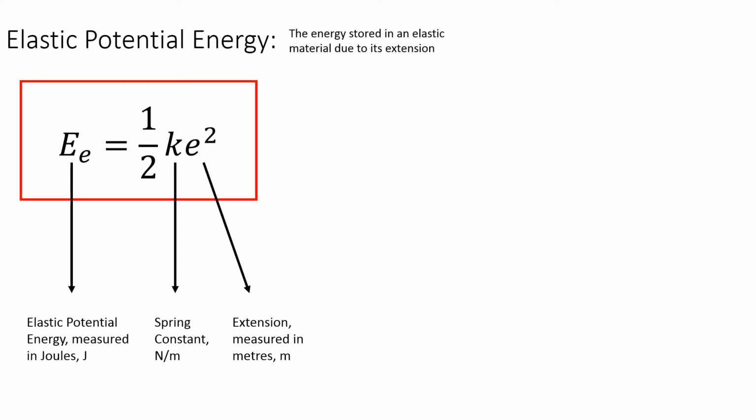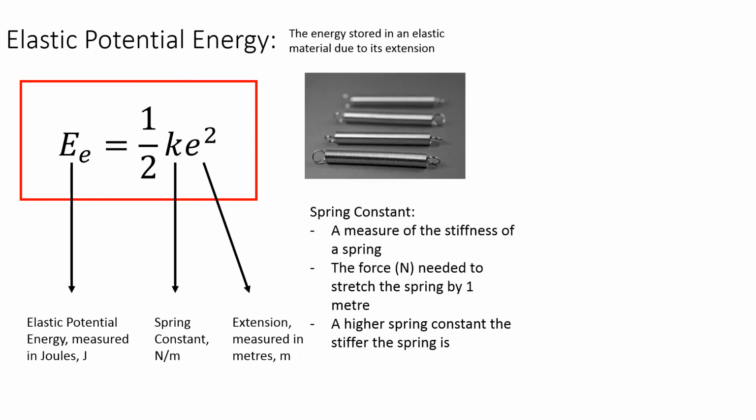Usually when it comes to springs, you're not going to have meters, because you won't be extending the spring by a couple of meters. It's always going to be in centimeters, and you will have to change those units into meters. So the spring constant is a measure of the stiffness of a spring, and it's the force needed to stretch the spring by 1 meter. And obviously the higher the spring constant, the stiffer the spring is, or the harder it is to extend.